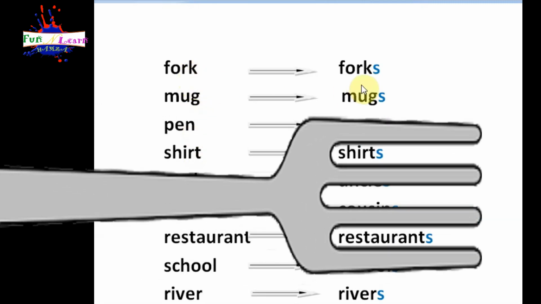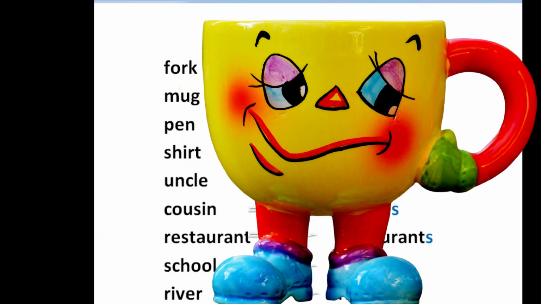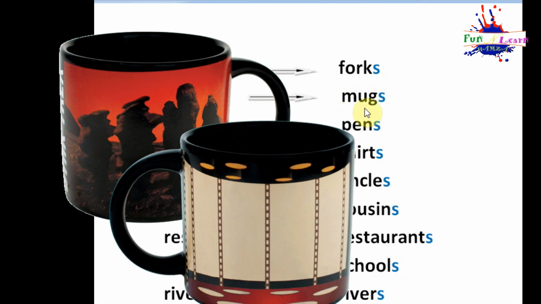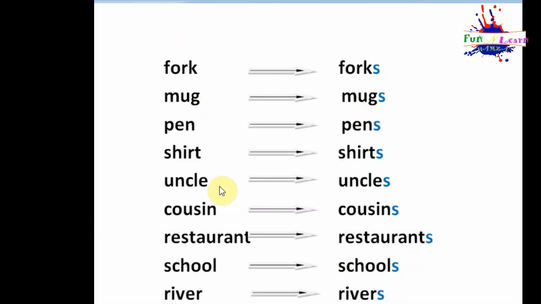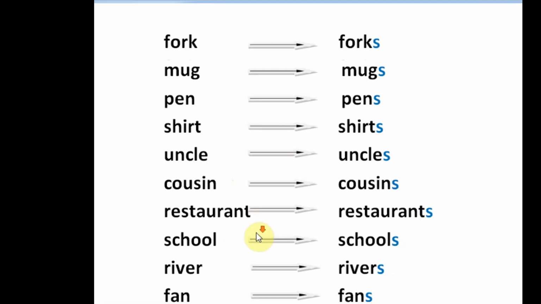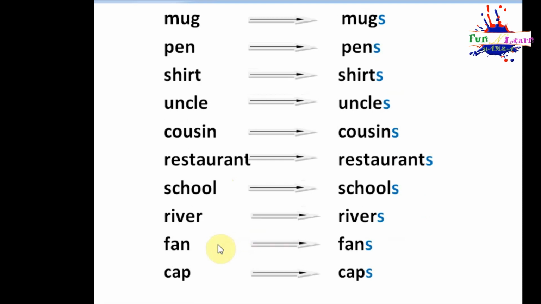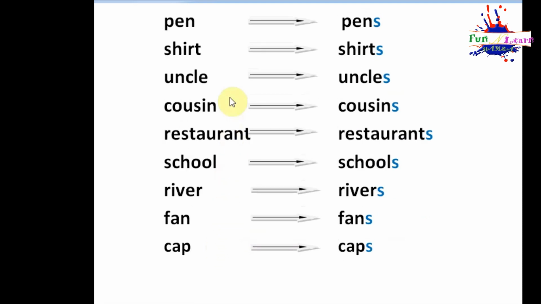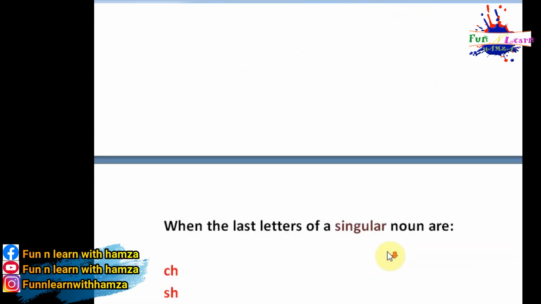Fork, again, plural, forks. Mug is a singular noun. Again, mugs, plural noun. Pen, shirt, uncle, cousin, restaurant, school, river, fan, cap. Just to name a few singular nouns, and we just add an s at the end of all these nouns to turn them into plural nouns, which is more than one, by the way.